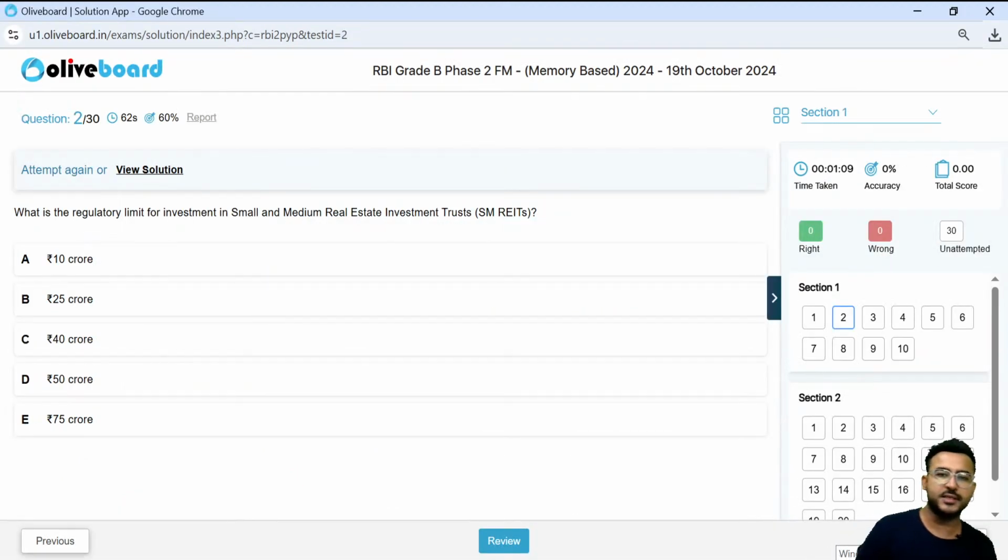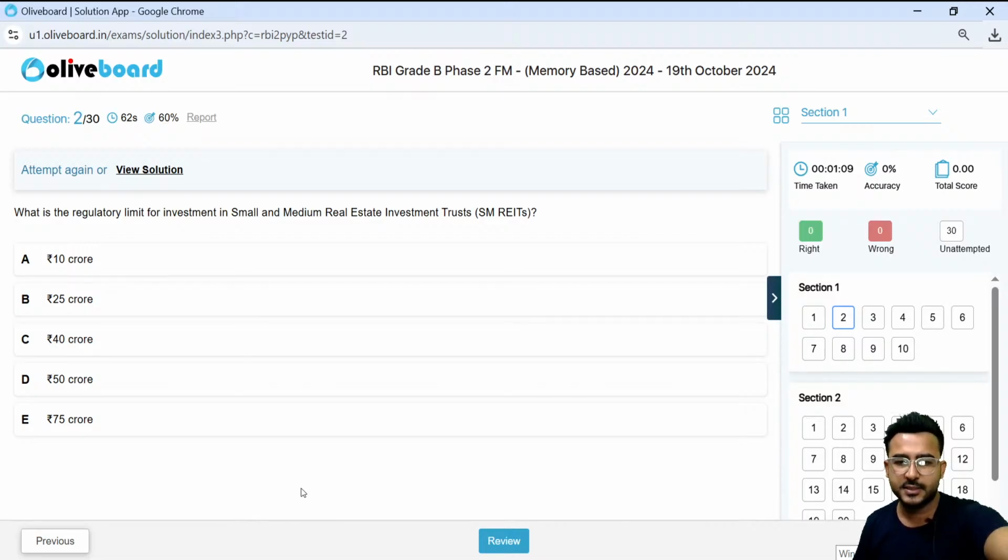The very first question came in the 2024 examination. What is the regulatory limit for investment in the small and medium real estate investment trust? So what should ideally be the asset size of the small and medium real estate investment trust? REIT related things are very important for your examination. What will be the approach of this particular session is, would love to see your participation as well. Let me know your opinion in the comment section, and then we can discuss this particular question.